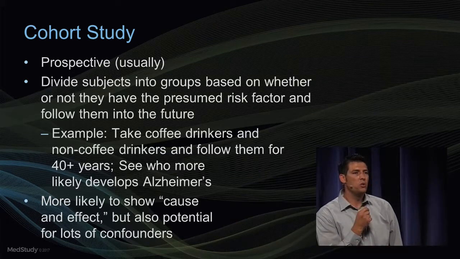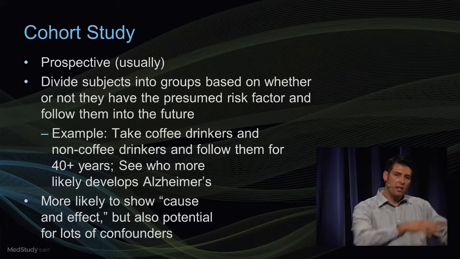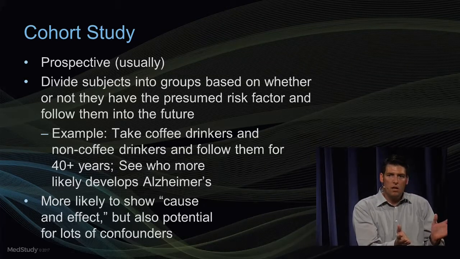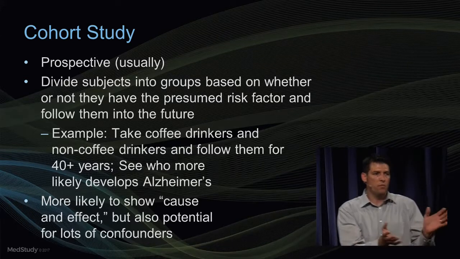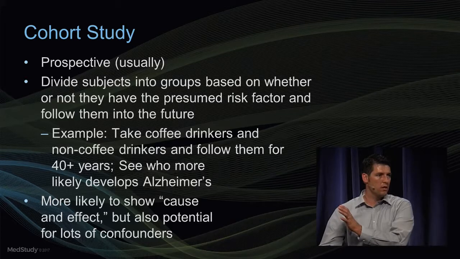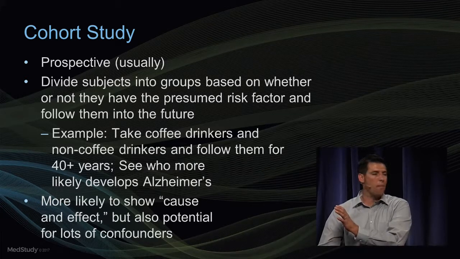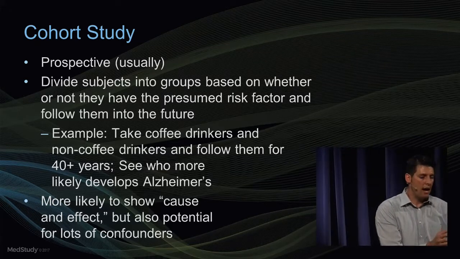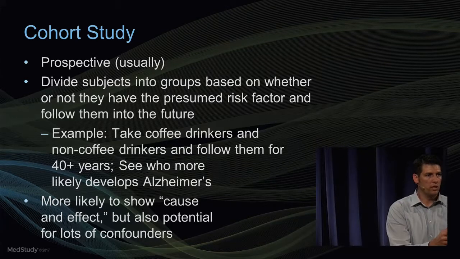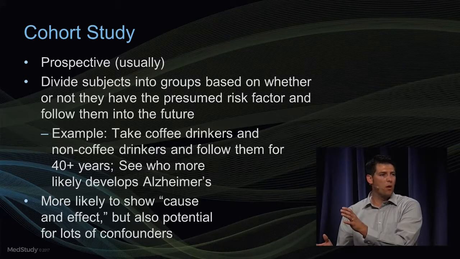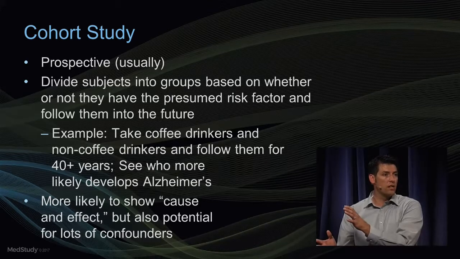A cohort study is usually prospective. So I'll take a group of people at a certain point in time, and I will follow them for a period of time and see what develops. See if the outcome of interest happens. Maybe I choose these people in a careful way so that I have coffee drinkers and non-coffee drinkers. And then I follow them to see which of them develop Alzheimer's. This is going to be viewed as a stronger type of study than our case control.